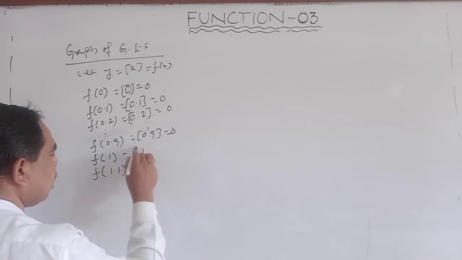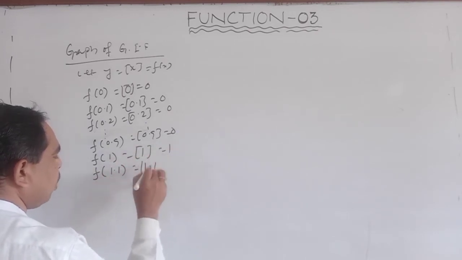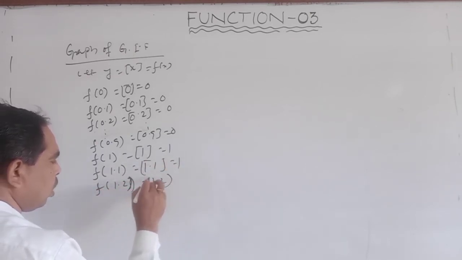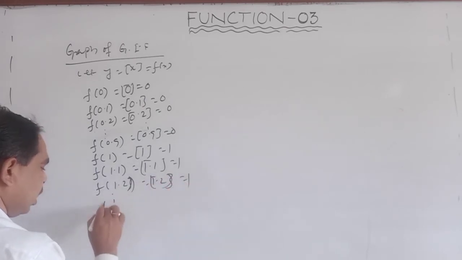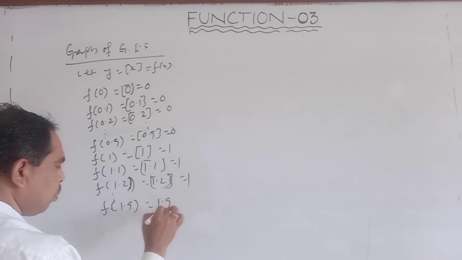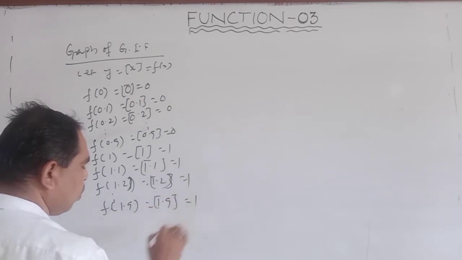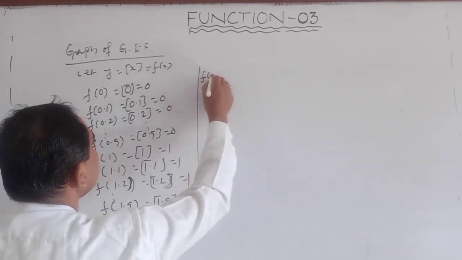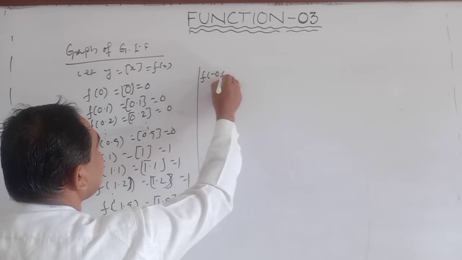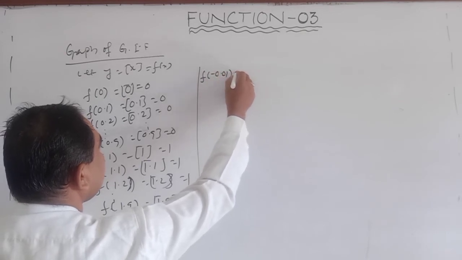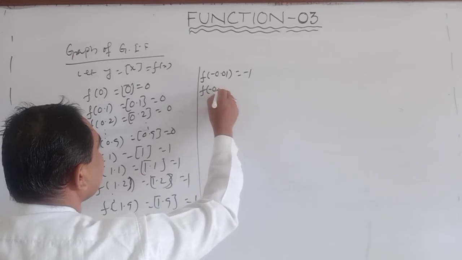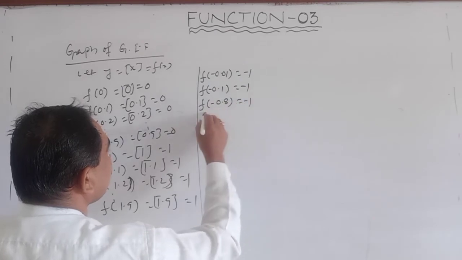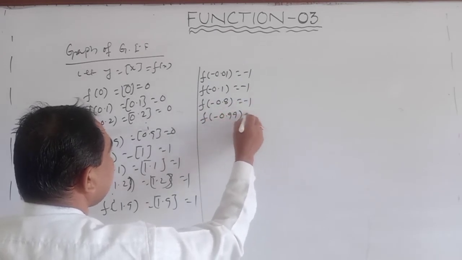f of 1.1 is [1.1] = 1, f of 1.2 is [1.2] = 1, f of 1.9 is [1.9] = 1. Okay, next, f of minus 0.01 is minus 1, f of minus 0.1 is minus 1, f of minus 0.8 is minus 1, f of minus 0.99 is minus 1.